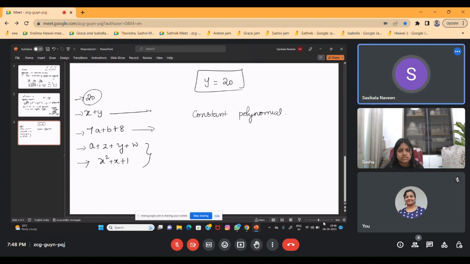Constant polynomial. This 20, no? I said this 20 as a polynomial, right? So some real numbers also, we can express as polynomials. Without any variables, we can express these real numbers in the polynomial category. This kind of polynomial is called constant polynomial. If this constant is zero, then it is called zero polynomial.